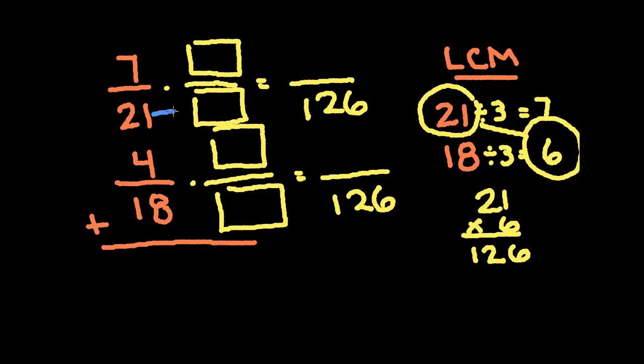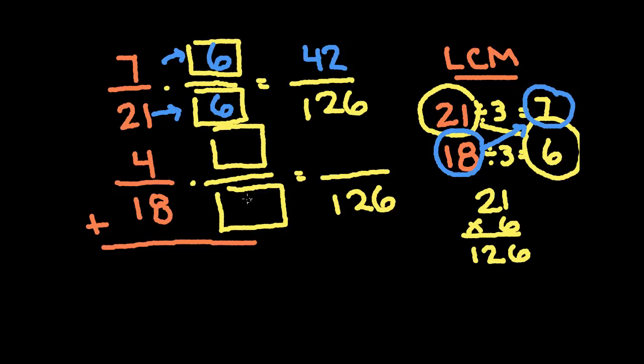In the one for 21, it matches up diagonally with the 6. So the 6 is what's going to go in here. 6 times 7 gives me 42. And then for the 18, this way you don't even have to do that division out and figure out 18 times what gives me 126. It's all already done for you. It's going to be 7, and 7 times 4 is 28.